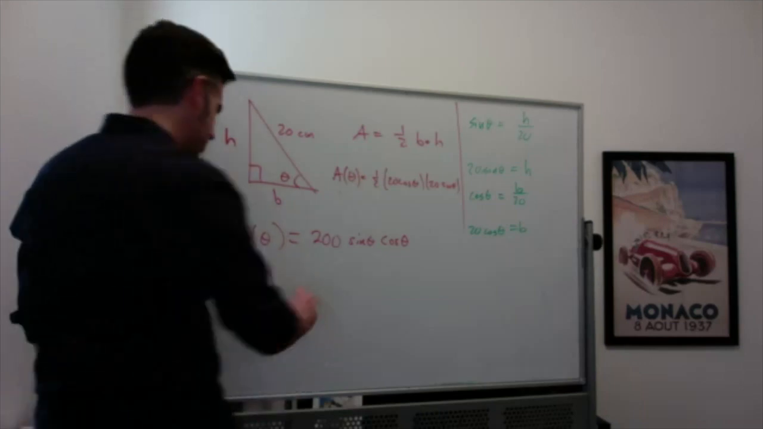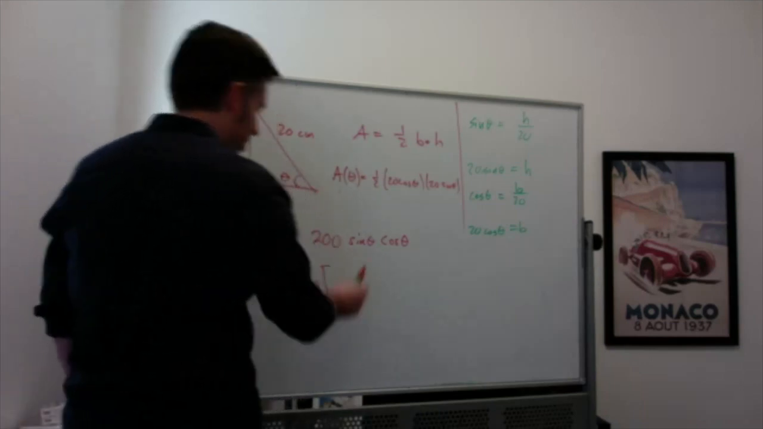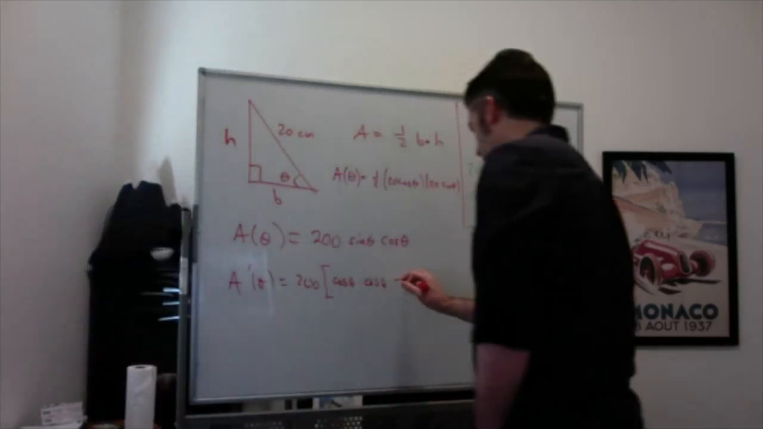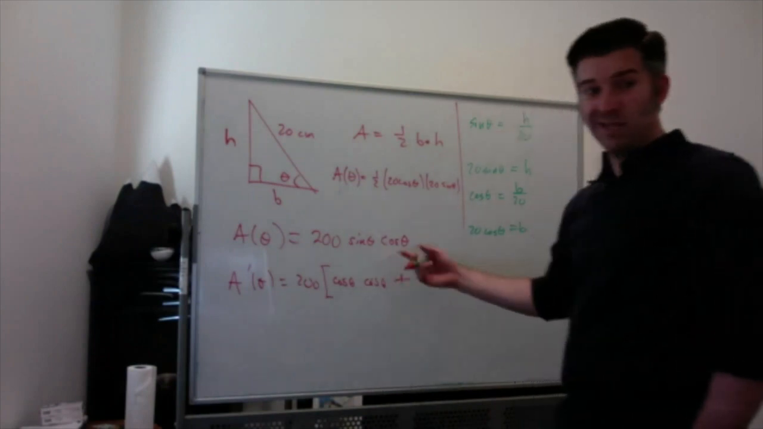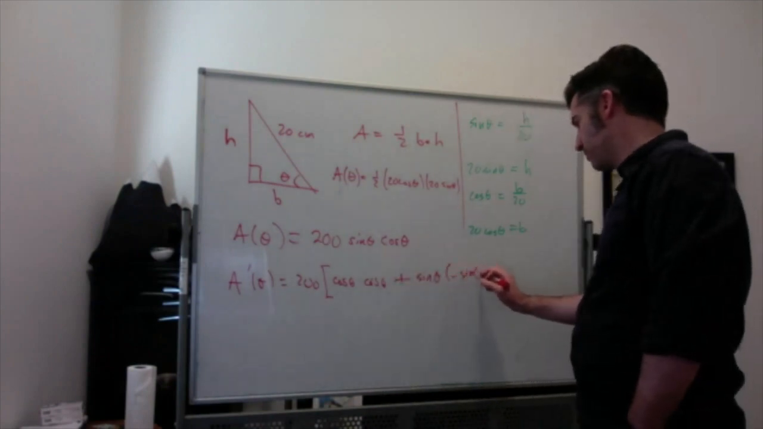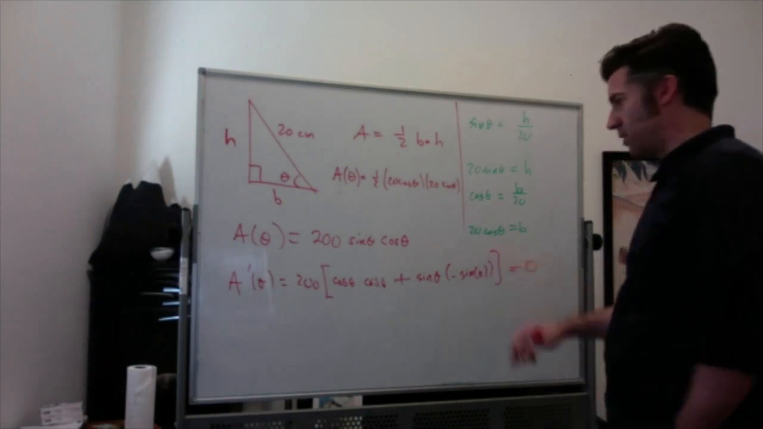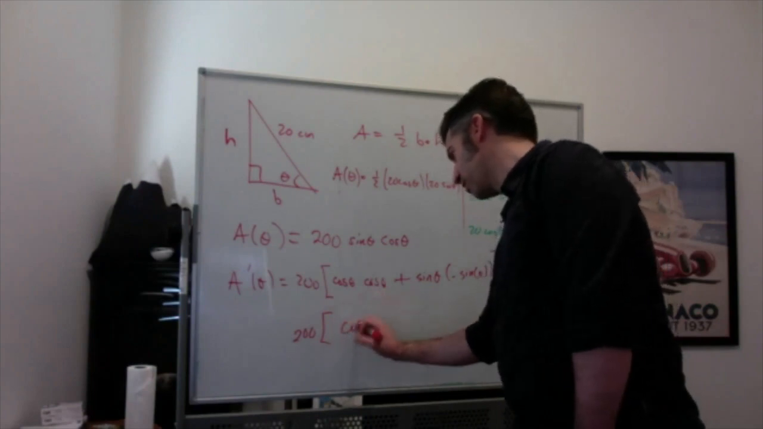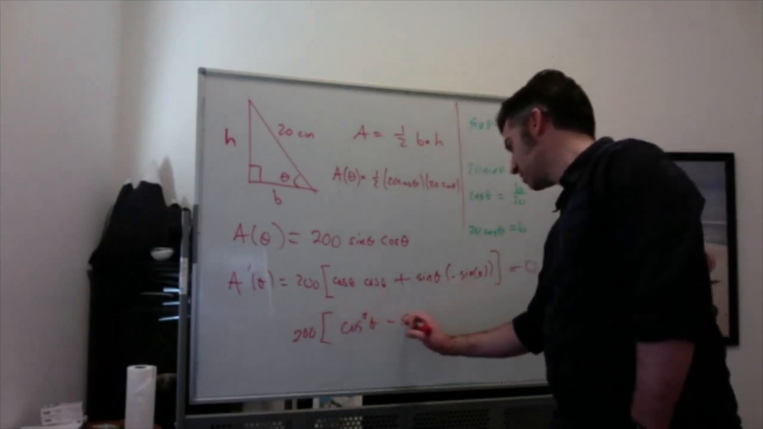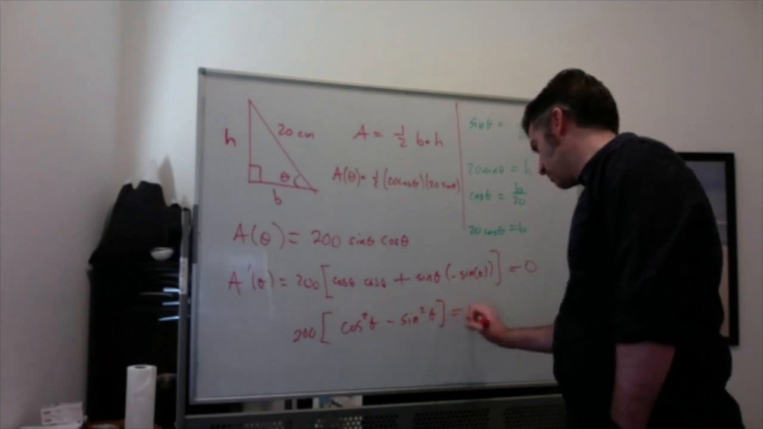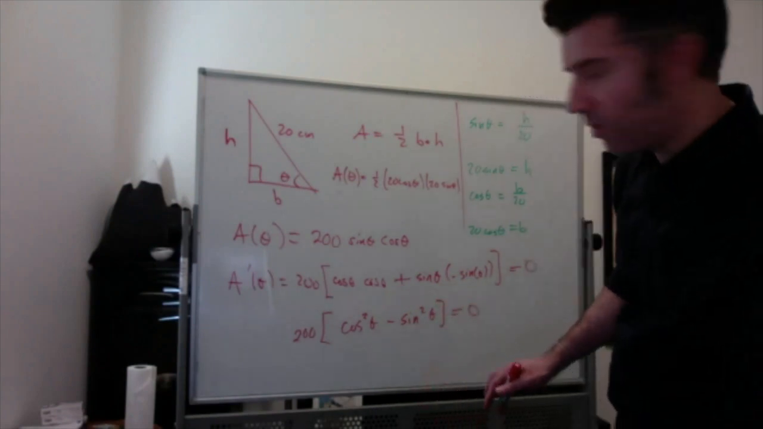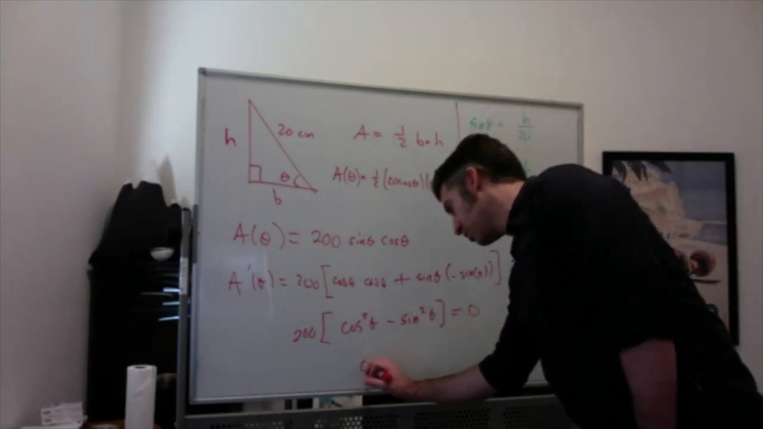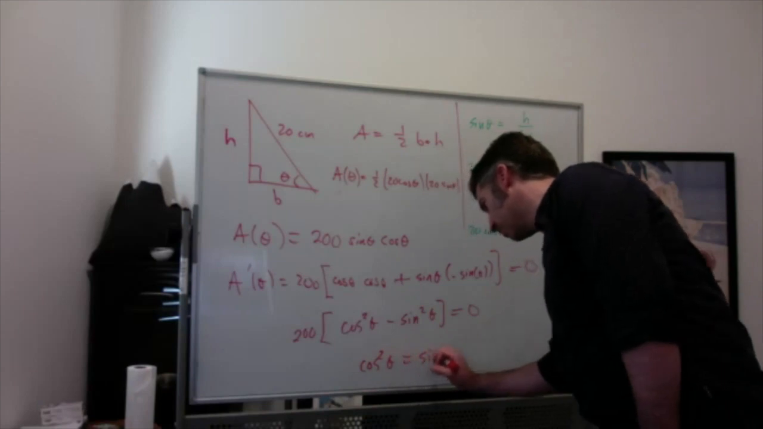Still have to use the product rule. It's going to be 200, let's see. Derivative of sine is cosine times cosine, plus sine times the derivative of cosine, which is negative sine. Well, that equals 0. So I'm getting 200 times cosine squared theta minus sine squared theta equals 0. So what this ends up leading me to is I want these to be equal to each other. So I need cosine squared theta to equal sine squared theta.